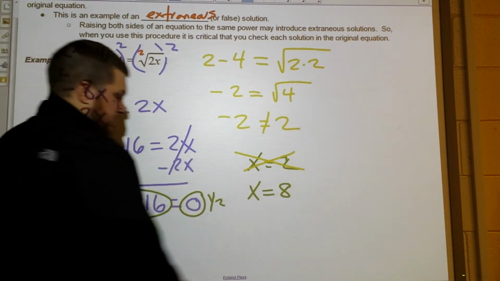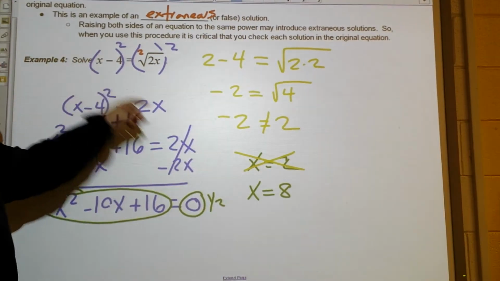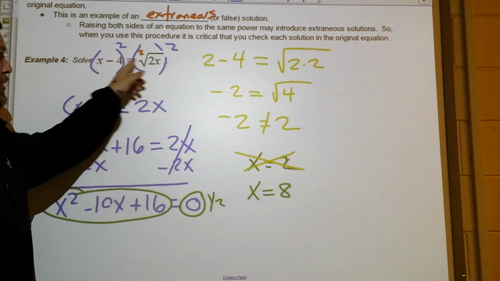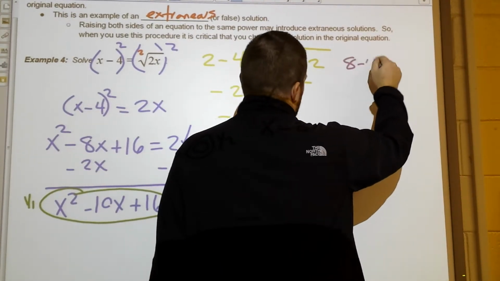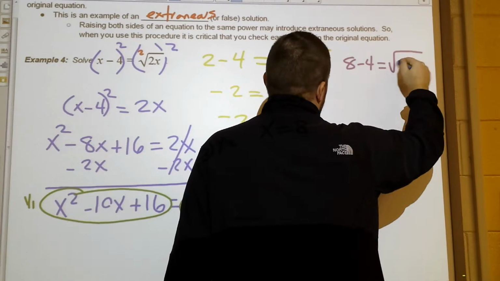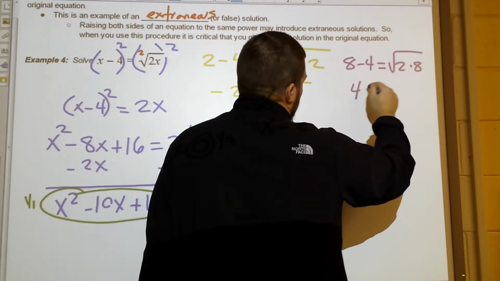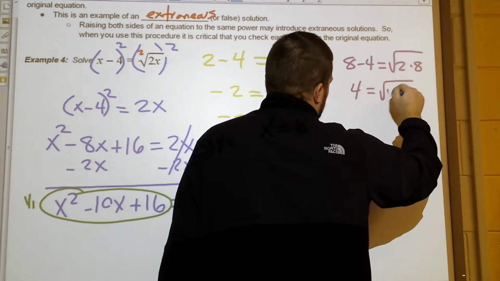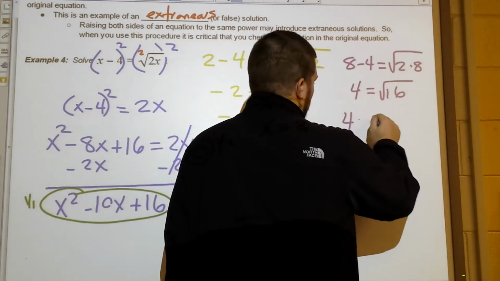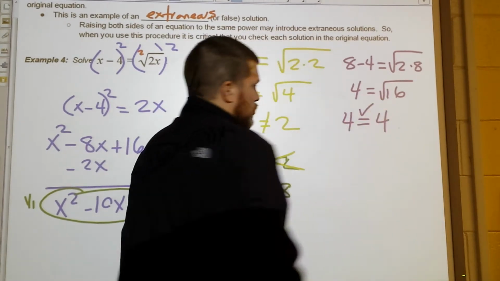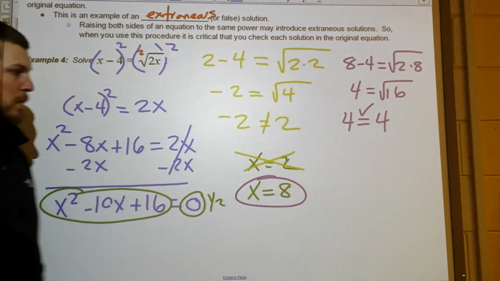We throw it out. Okay, so we're going to do the same thing, check for extraneous solutions, but this time, everywhere I see an x, I'm going to plug in an 8 into my original problem. Go ahead and do that in purple. So 8 minus 4 is supposed to be equal to the square root of 2 times 8. All right, so 8 minus 4 is 4. 2 times 8 is 16. Well, the square root of 16 is 4, so we have 4 equals 4, which is true. That does work. So x equals 8 is my only solution.